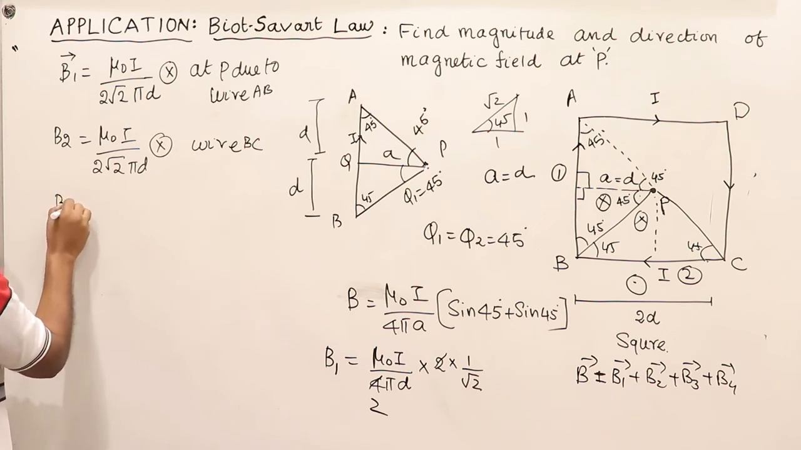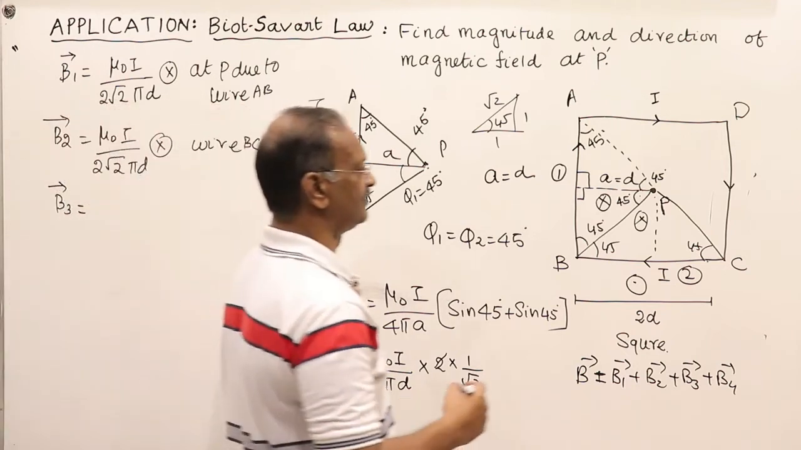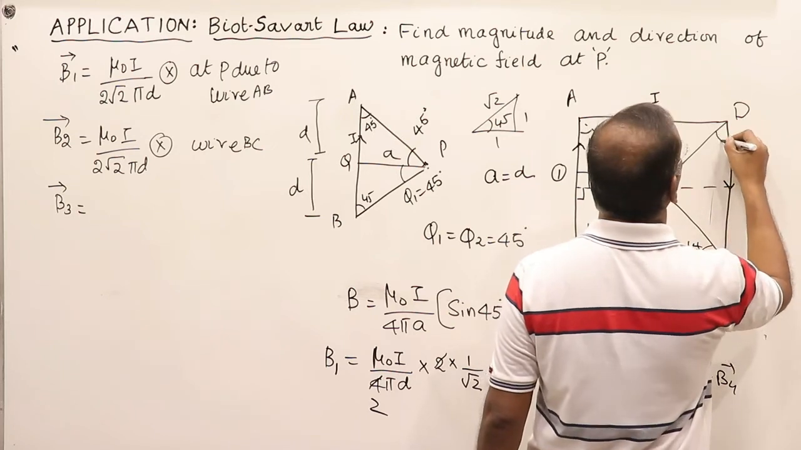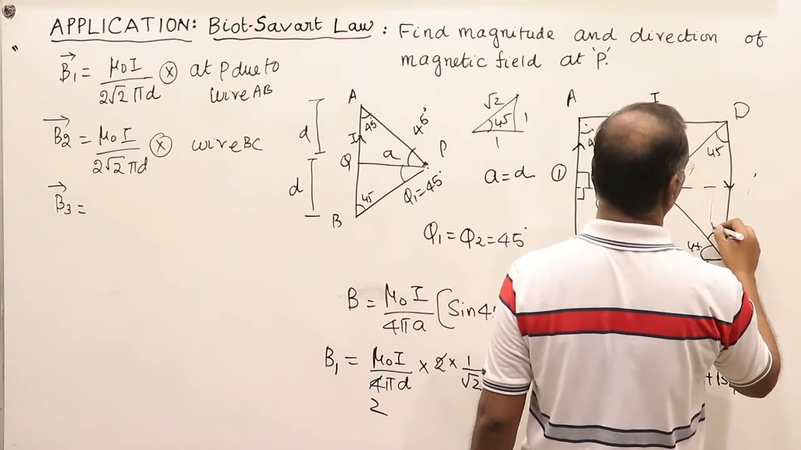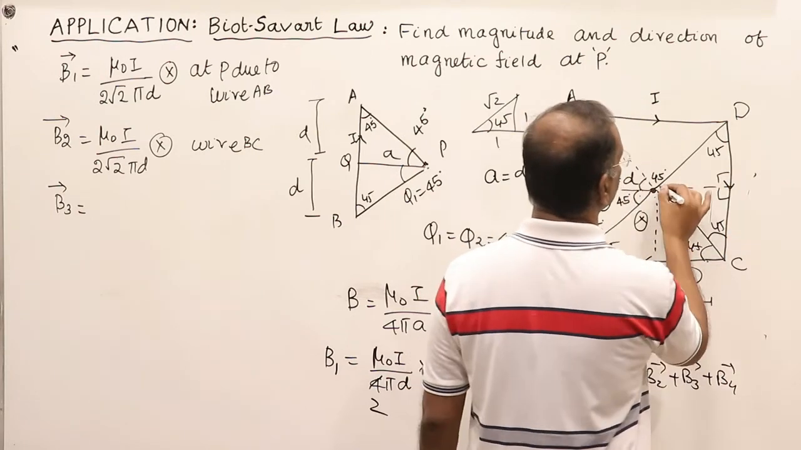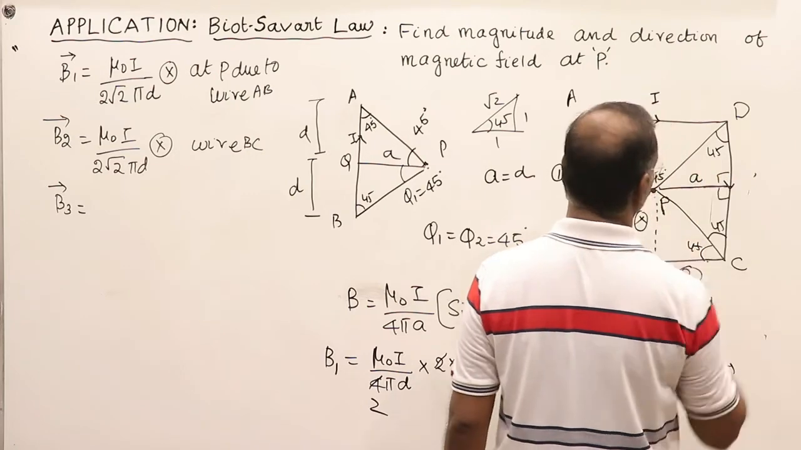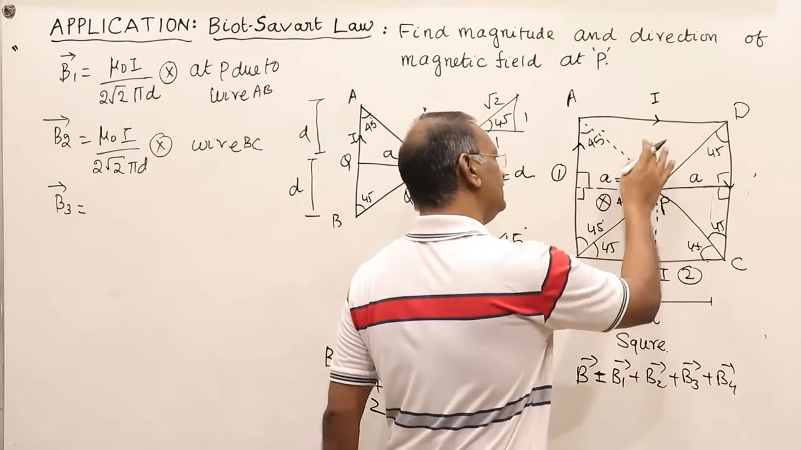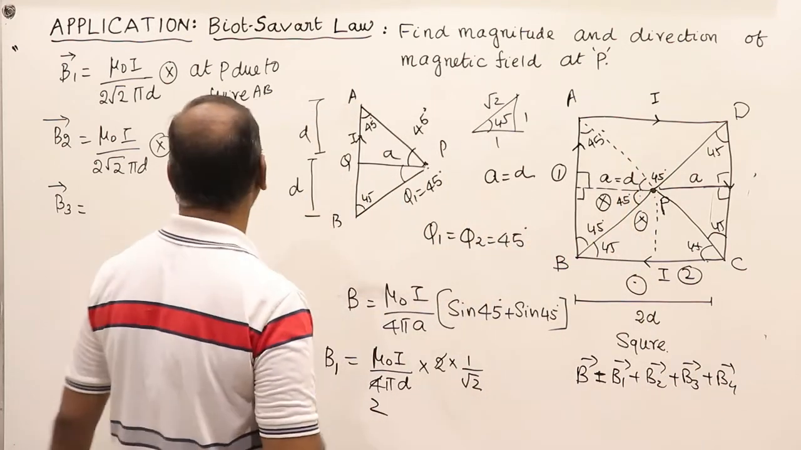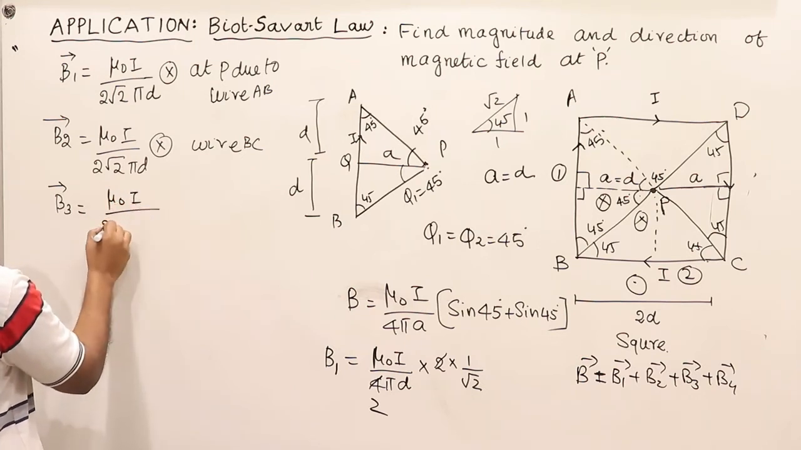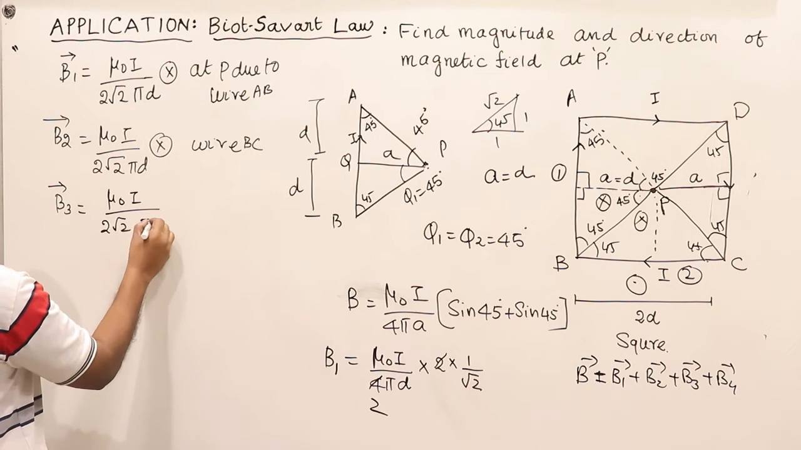And B3, with the direction, because here also the same thing, magnitude will be same. This will be 45, this will be 45, this will also be 45, since this is 90. So this is A, which is equal to D. This is similar to this one, this is similar to this one, and this is similar to this one. It means magnitude for all are same. B3 is equal to mu naught I by 2 root 2 pi d.